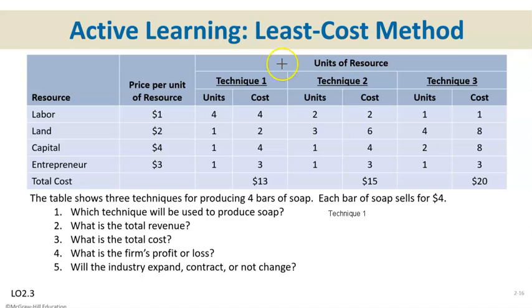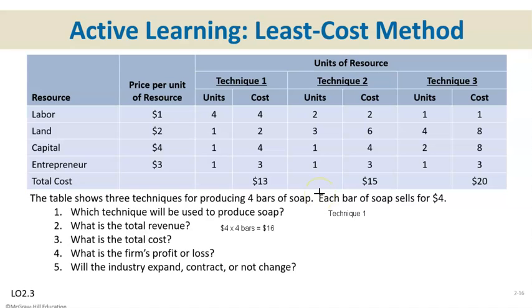Question number 2, what's the total revenue? Remember, revenue is price times quantity. And we're looking for the price and quantity of the product that they're making. Remember, we can't find this in the table. It will be info given to you separately. So we're going to use these 2 sentences down here. The table shows 3 techniques for producing 4 bars of soap, and each bar of soap sells for $4. So the price of soap is $4 times the quantity of soap that they're producing and then selling, so 4 bars, will be total revenue of $16.